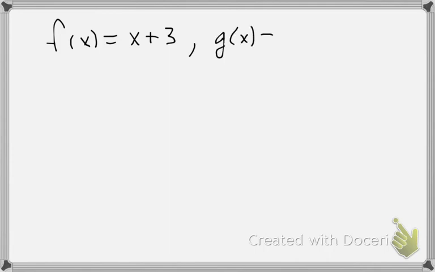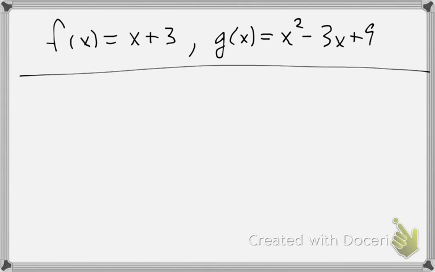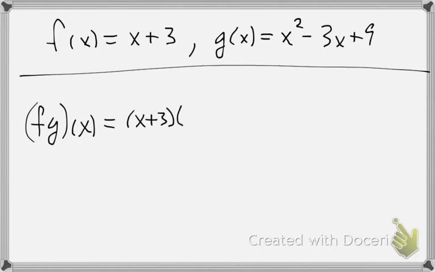One last piece. What if I told you f of x was x plus 3, and g of x was x squared minus 3x plus 9. So I give you these, and I ask you to find the product function. How did the product function work? We multiply them together. So this means I would have x plus 3 times x squared minus 3x plus 9. You guys agree? And now we know how to do that.